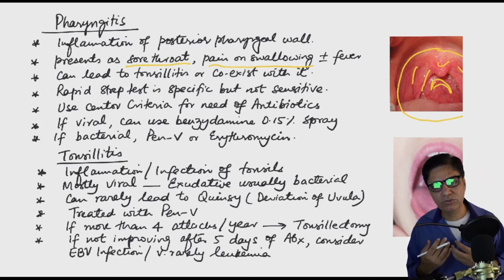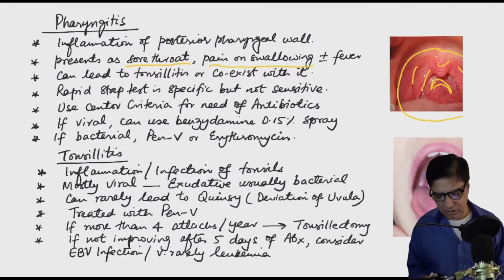And there could be plus minus fever. Some of the cases might have a mild fever, some might not have a fever. Again, it depends on which virus is causing it. Sometimes the fever can even be of a moderate grade, where it can go up to 38.5 and sometimes even 39. It can sometimes lead to tonsillitis or might coexist with it. If it coexists with tonsillitis, we call it pharyngotonsillitis. Again, most of the cases are viral in nature.